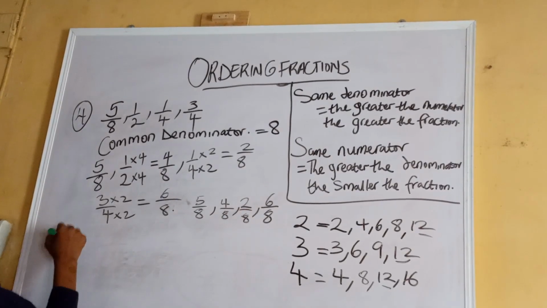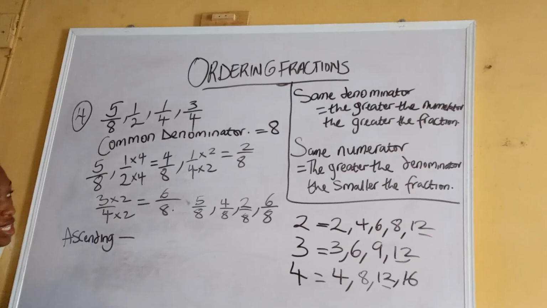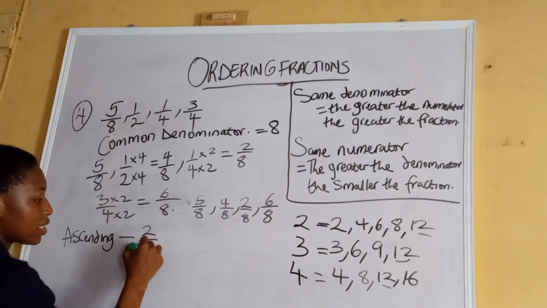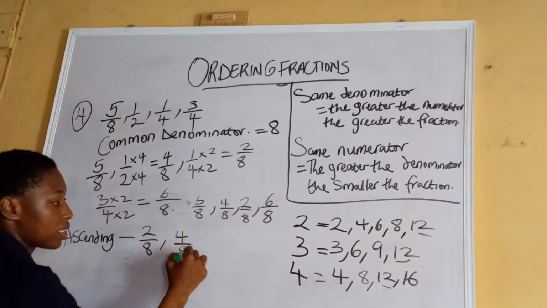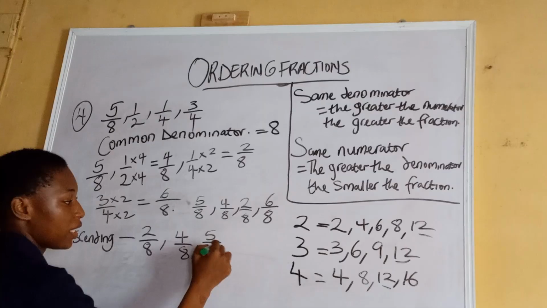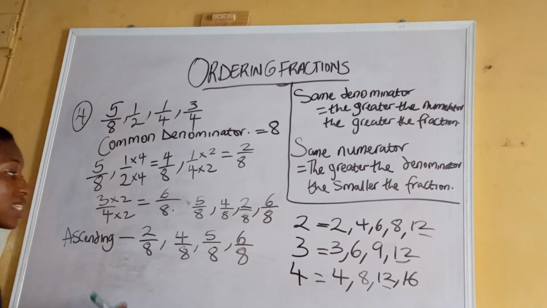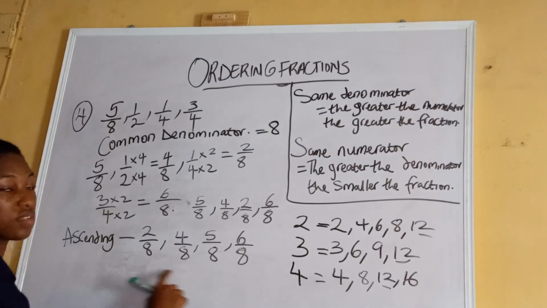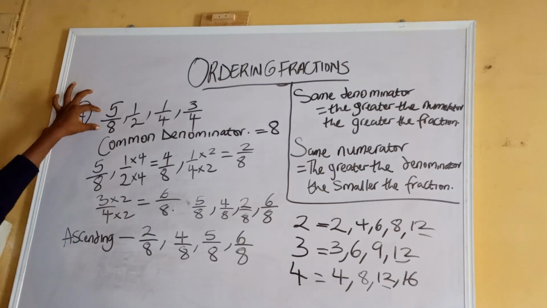So you have, in ascending order, 2 all over 8. You have 4 next, so you have 4 all over 8. You have 5 all over 8. And you have 6 all over 8. But you can't leave your answer in this form. It is not acceptable to leave your answer in this form. You have to leave your answer in the form where the question was given.